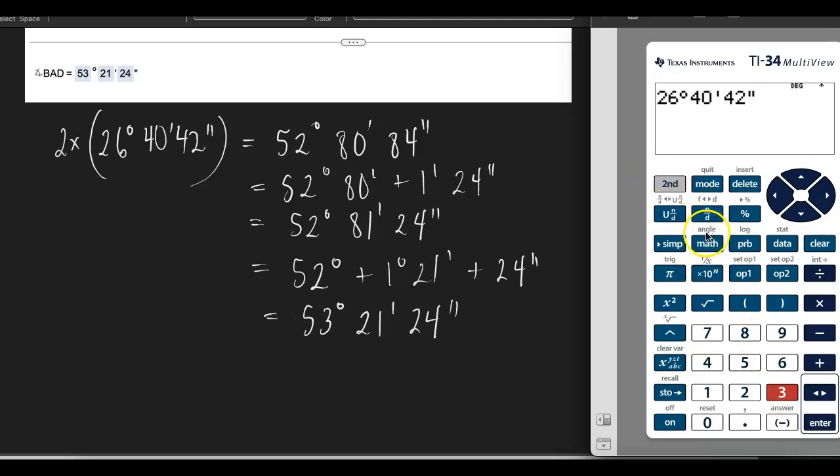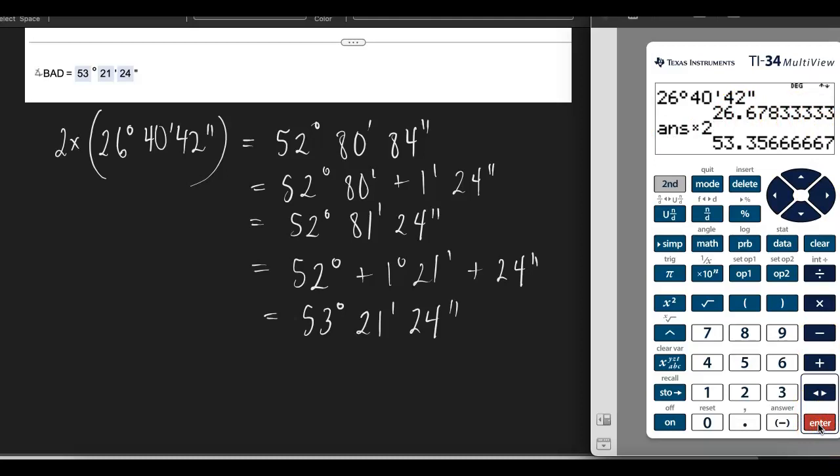That's your angle menu. When I press enter, what that's going to do is change this to the decimal form of that angle. For the purpose of this problem, I had to then multiply that by 2. So if you just go ahead and press times 2, it's going to take that previous answer. I don't need to retype it. I want to keep it as precise as possible. And I get the following.